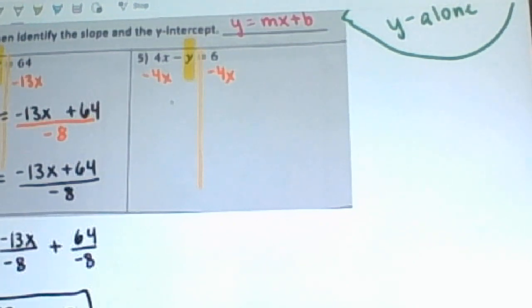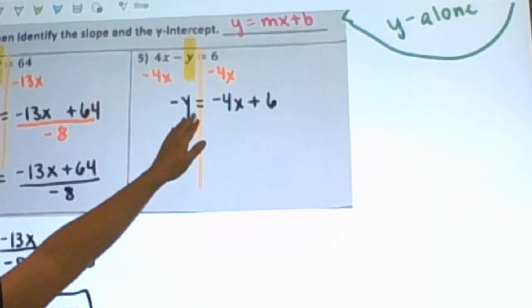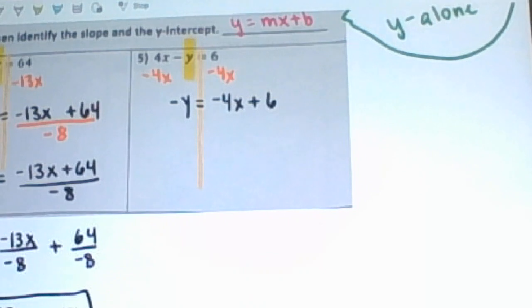What's your question? Okay. Wait, miss, if you have a negative variable, what are you supposed to do? It's going to be negative, so you're right. What we're left with when we move that 4x through subtraction, that minus sign stays in front of the y. Now we're going to divide by negative 1, because technically that's negative 1 times y. So I'm going to divide by negative 1 on both sides.